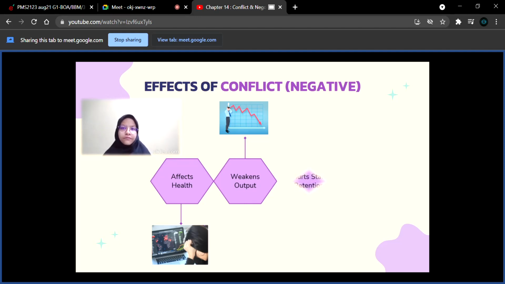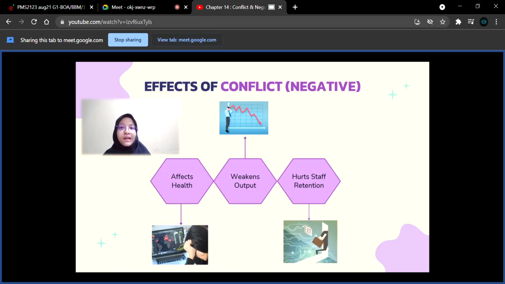Another negative effect is hurt staff retention. When the conflict is being dragged for too long, the members of the organization will become more frustrated and may decide to end their membership. This leads to a negative effect on the organization because members or workers are so important to run a business, help the companies to make decisions, and to achieve the company objective.